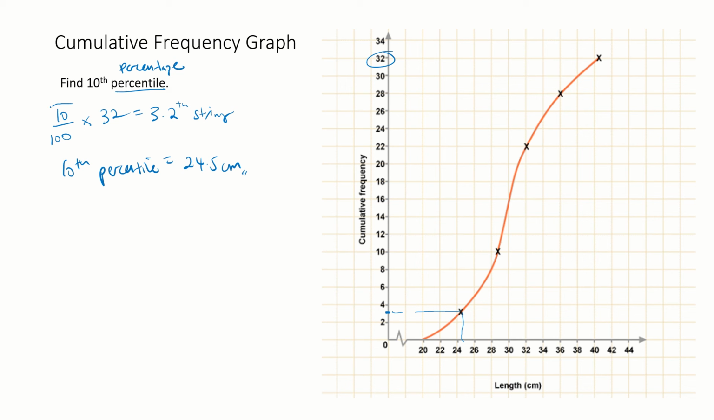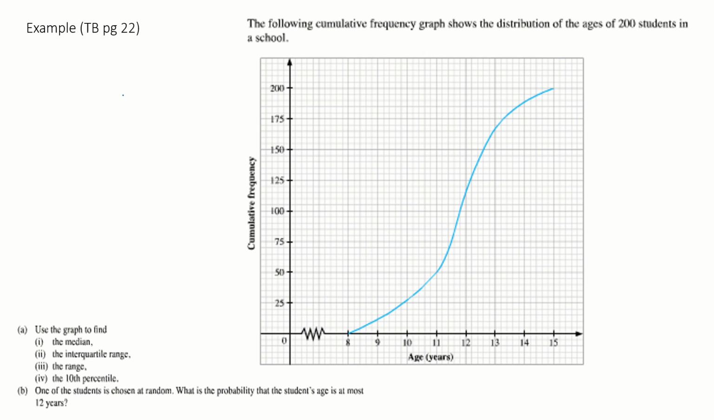So it's always the percentage over 100 times the number of items or students that you have. So let's look at the question from the textbook, page 22. First, they ask you to find the median. So the first step you must always look at is to read the question.